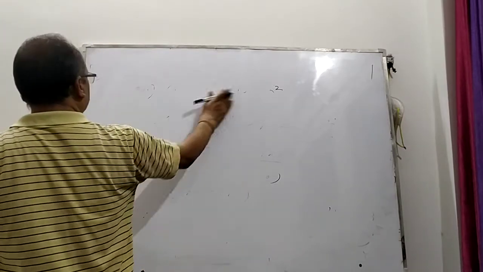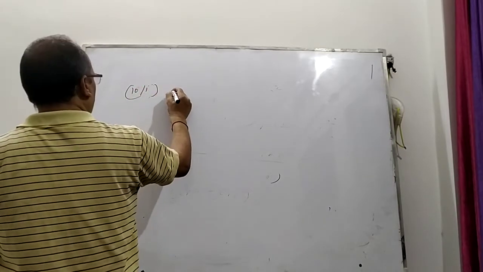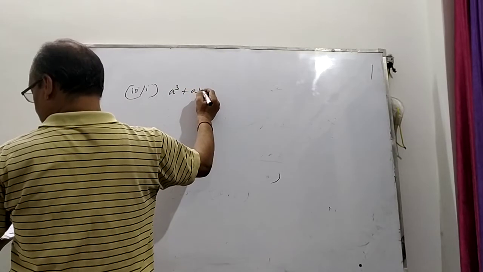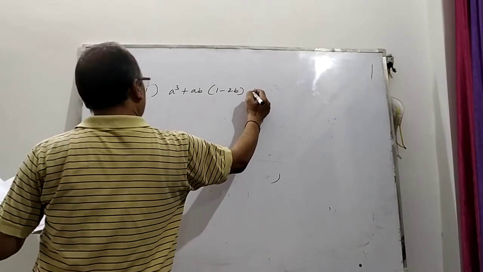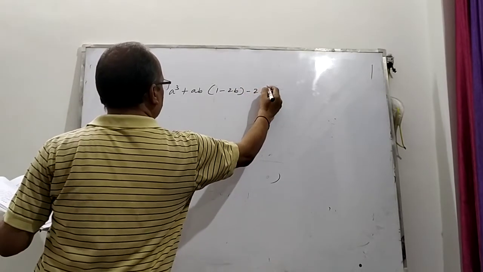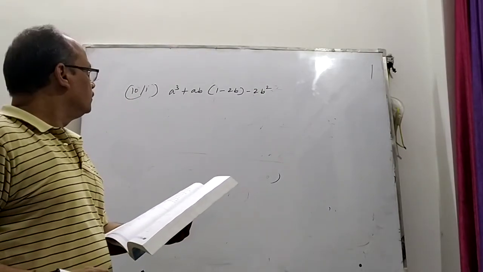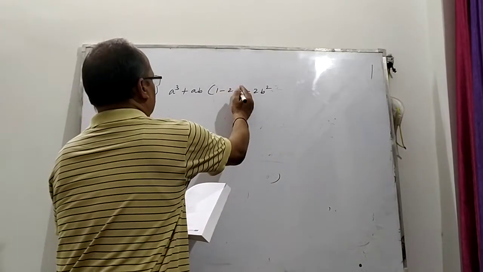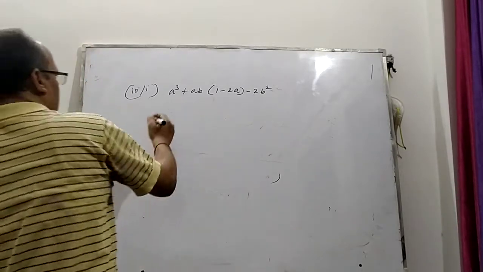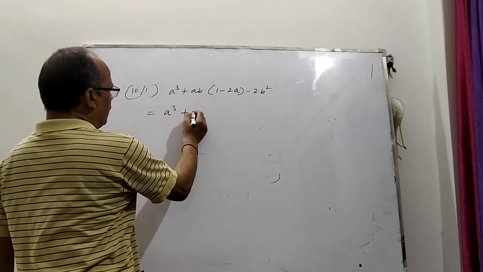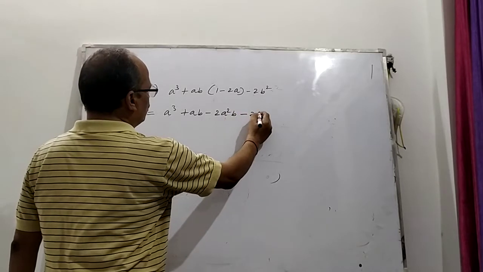Tenth, first part. a³ + ab(1 − 2a) − 2b². Sorry, ab(1 − 2a) − 2b². Now a³ + ab − 2a²b − 2b².